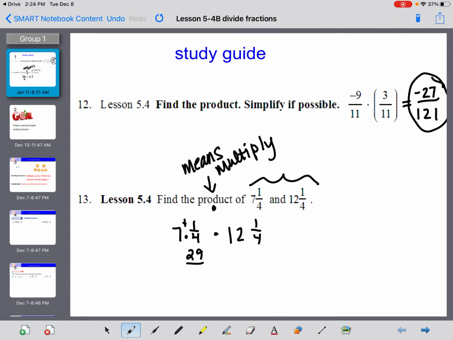The first step is to convert them to improper fractions. 29/4 times 49/4. And so, let's see, I don't have any common factors here. Do I need to have a common denominator when I'm multiplying? Nope, that just happens to be, but that's not necessary. So when I multiply that, I get 29 times 49. You'll probably have to do a side problem for that one, I would imagine.